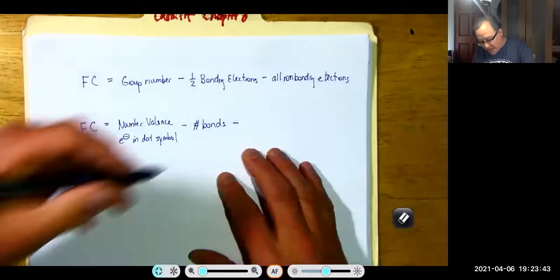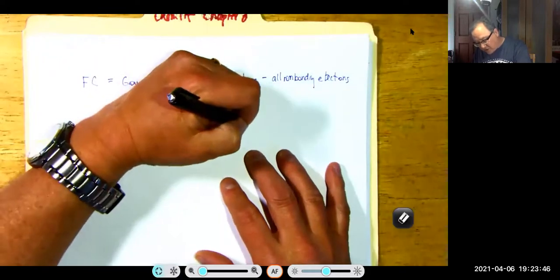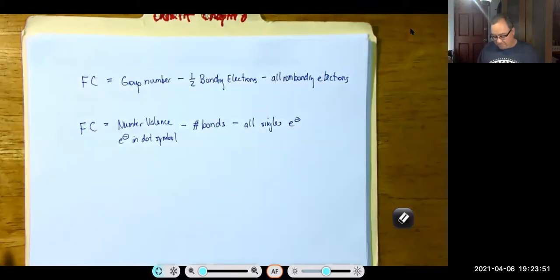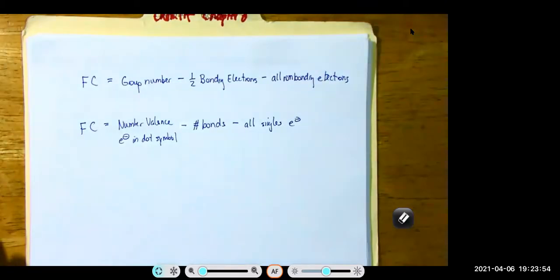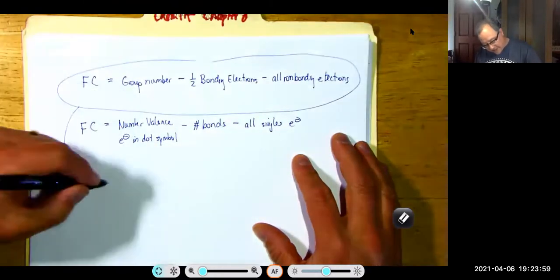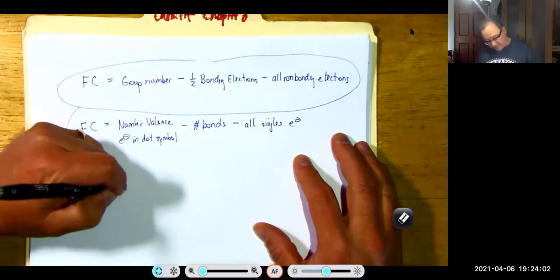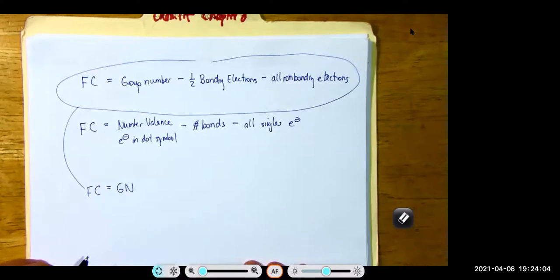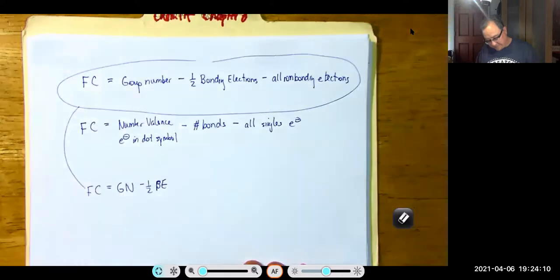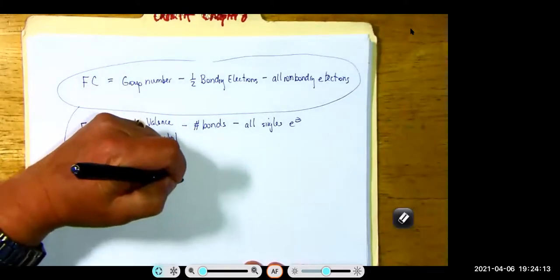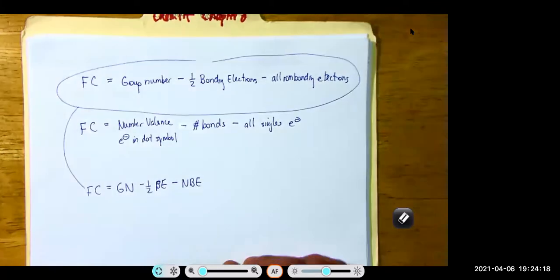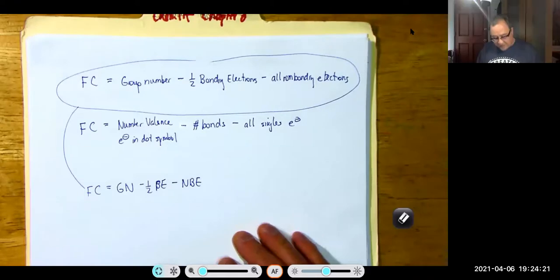But we're not going to do that. We're going to put minus all of the singles, right? And I don't really like that one. I kind of like this one because you can make it look like this. What's GN stand for? Group number? What's BE stand for? Bonding electrons? And what's NBE stand for? Non-bonding electrons. Yeah, I kind of like this one best.